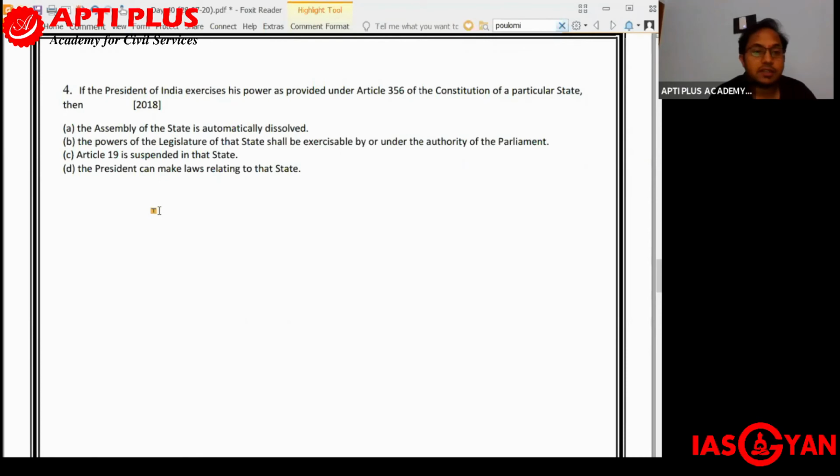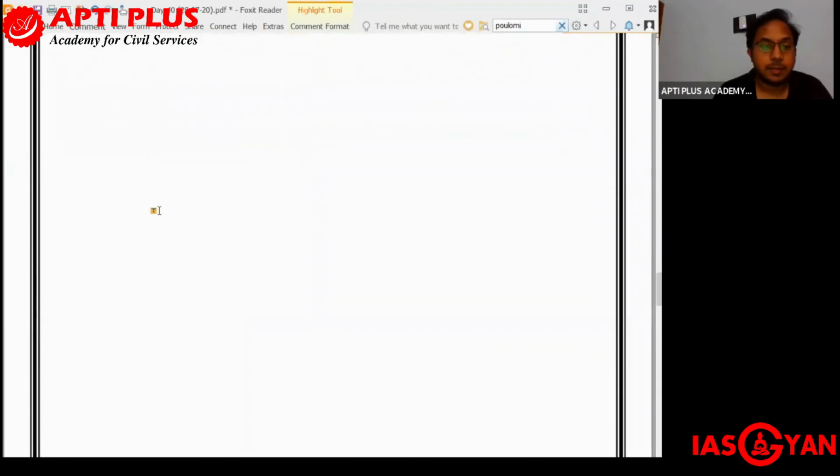Okay, so if the President of India exercises his power as provided under Article 356 of the Constitution of a particular state, then A. The Assembly of the state is automatically dissolved. B. All the powers of the legislature of that state shall be exercisable by or under the authority of the Parliament. C. Article 19 is suspended in that state, and D. The President can make laws relating to that state. So let us see the answer for this. Answer is B.